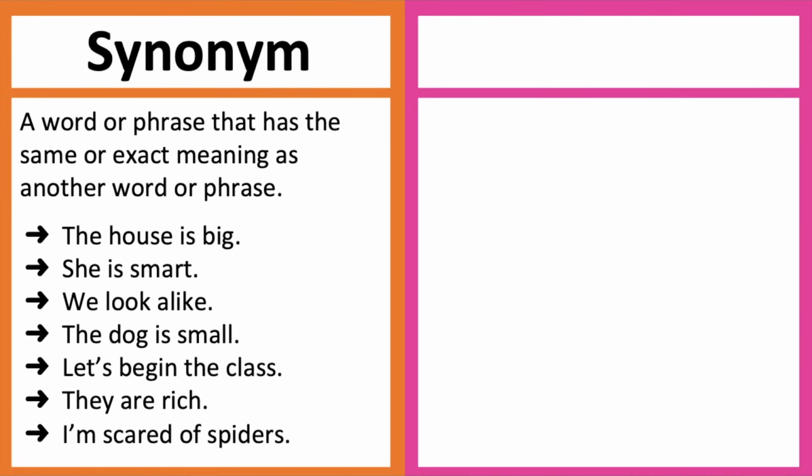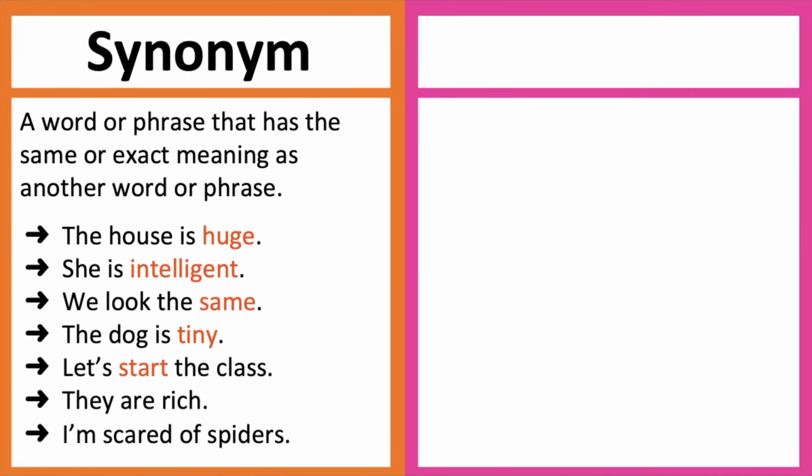Now let's put the synonyms into the sentences and you'll see that the sentence has the same meaning. The house is huge. She is intelligent. We look the same. The dog is tiny. Let's start the class. They are wealthy. I'm afraid of spiders.